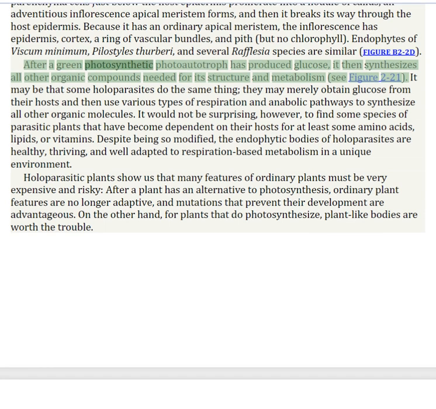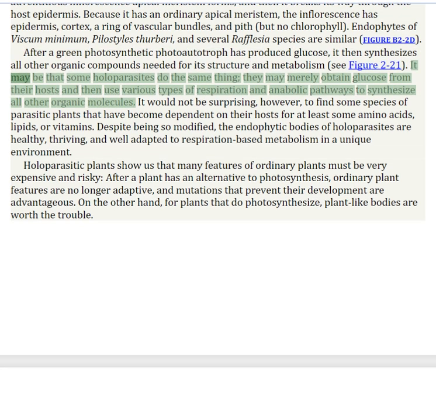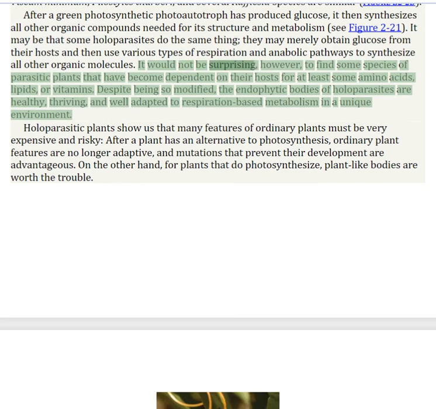After a green photosynthetic photoautotroph has produced glucose, it then synthesizes all other organic compounds needed for its structure and metabolism. It may be that some holoparasites do the same thing. They may merely obtain glucose from their hosts and then use various types of respiration and anabolic pathways to synthesize all other organic molecules. It would not be surprising, however, to find some species of parasitic plants that have become dependent on their hosts for at least some amino acids, lipids, or vitamins.